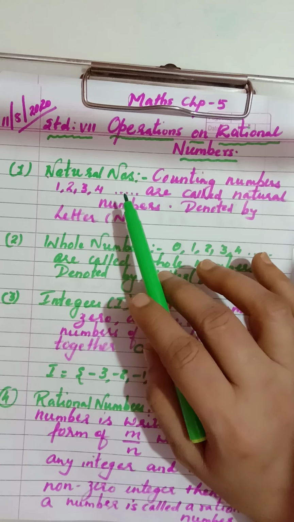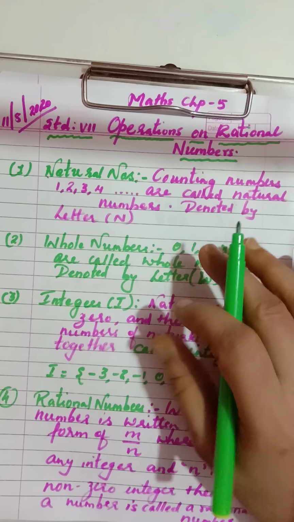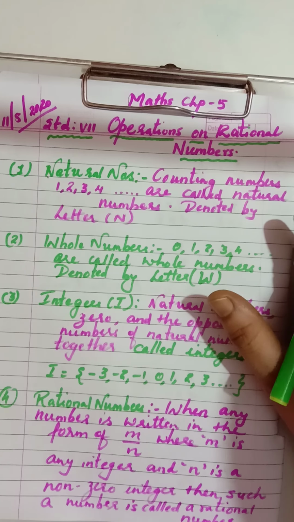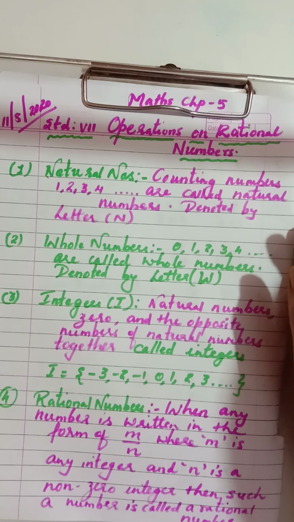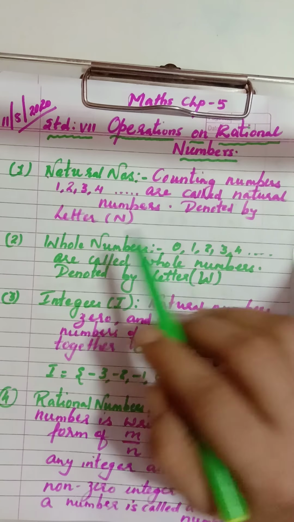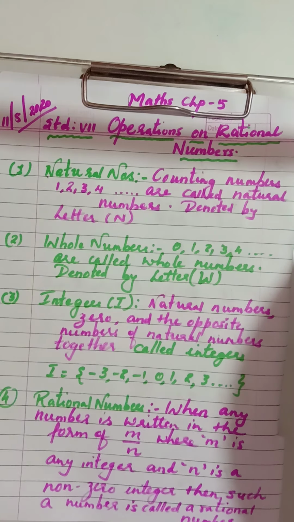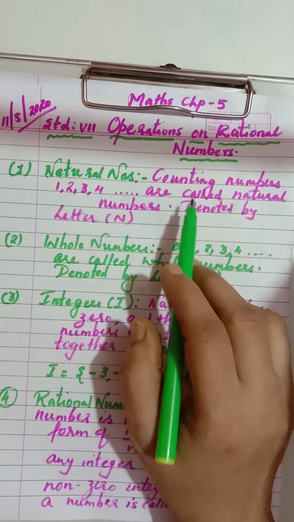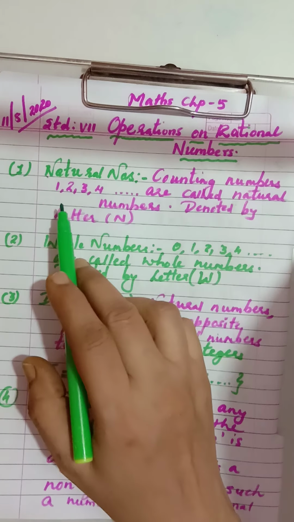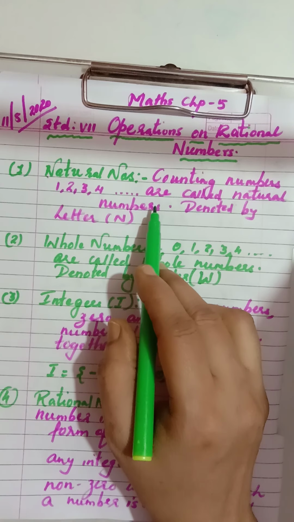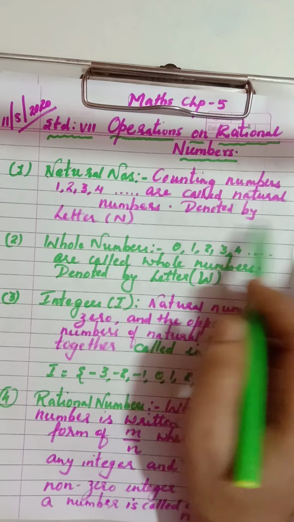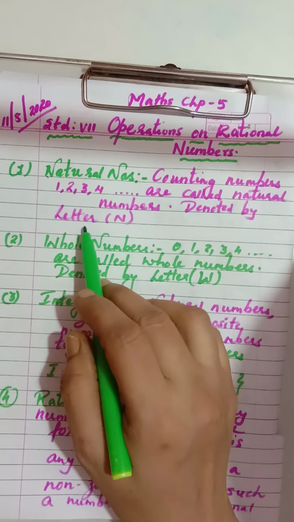that is natural numbers. So you are going to write this definition also in the classwork book, because it can come in your fill-ups or in the form of a definition. So the first definition is natural numbers. Now natural numbers, all the counting numbers, that is 1, 2, 3, 4, etc., dot dot, are called natural numbers, and it is denoted by the letter N.